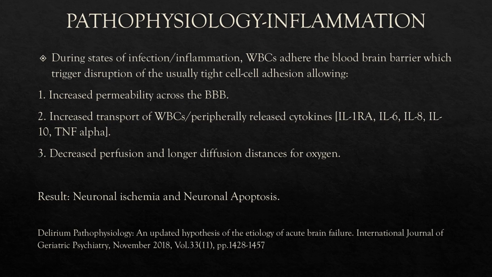Next, we will talk about the inflammation pathway. During states of infection and inflammation, white blood cells adhere to the blood-brain barrier and can trigger disruption of the usually tight cell-to-cell adhesion. This disruption allows increased permeability across the blood-brain barrier, increased transport of white blood cells and peripherally released cytokines, and decreased perfusion and longer diffusion distances for oxygen. The result of this disruption leads to neuronal ischemia and death.